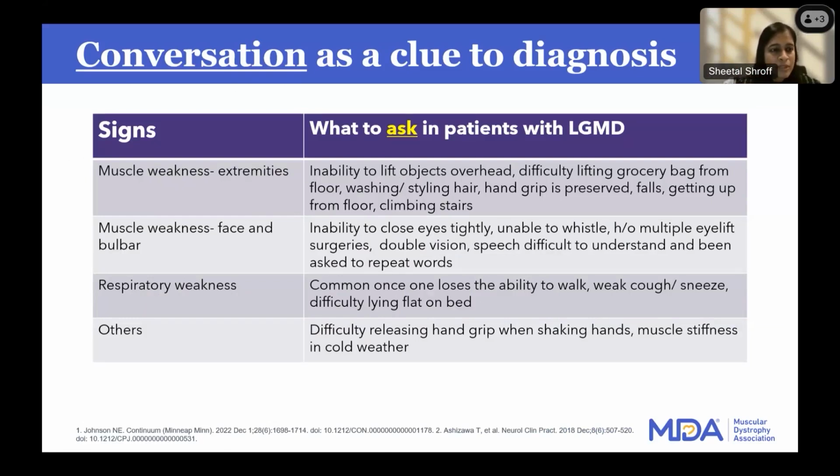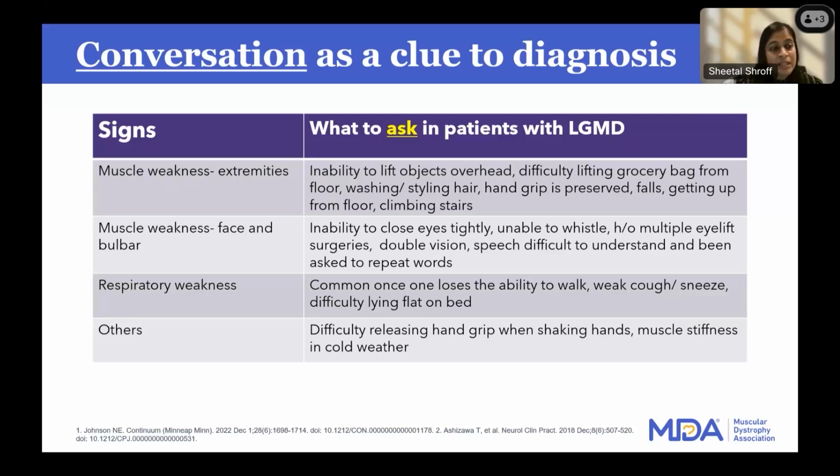So ability to lift objects overhead, like getting the utensils out or heavy pots out of the cupboards, which are higher above their head, difficulty lifting the grocery bag from the floor, or just styling their hair, washing their hair, where we have to keep our arms up above our head for quite some time, and using those muscles is that difficult. And then hand grip, like Dr. Greene showed the video of the myotonia, is there stiffness where it just gets stuck, I'm just not able to release my hand.